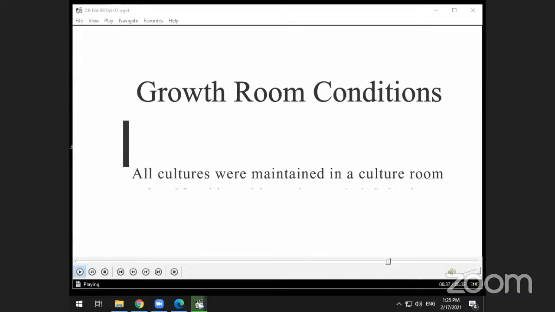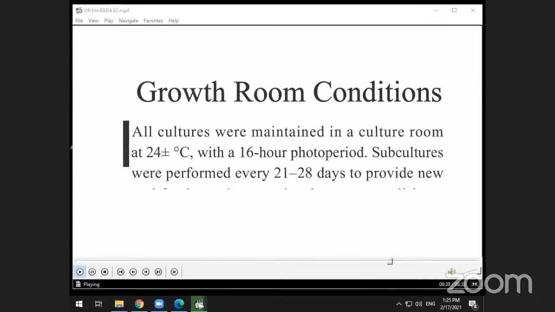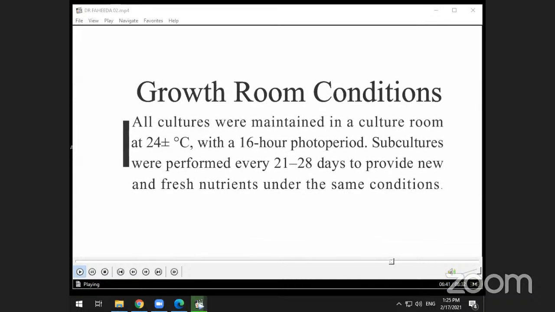Growth room conditions. All cultures are maintained in a culture room at a temperature of 24 degrees plus minus 1 or 2 with 16 hours photoperiod, and subcultures were performed every 21 to 28 days to provide new fresh nutrient under the same condition.